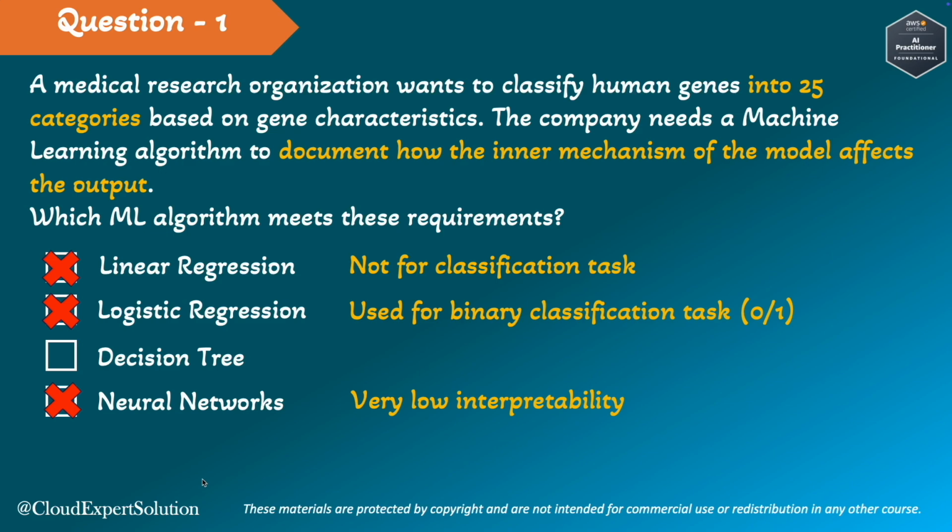Decision trees are highly interpretable models. They provide a clear visualization of how decisions are made at each node. And that is how it makes it easy to document and understand the inner mechanism of the model. This transparency is crucial for our use case. Hence, this is the correct answer. Using method of elimination, we have eliminated all the three incorrect options and we came to a conclusion that decision tree is the correct answer.